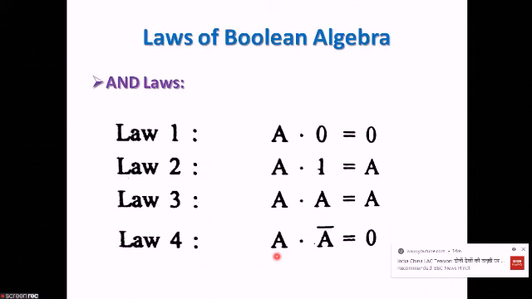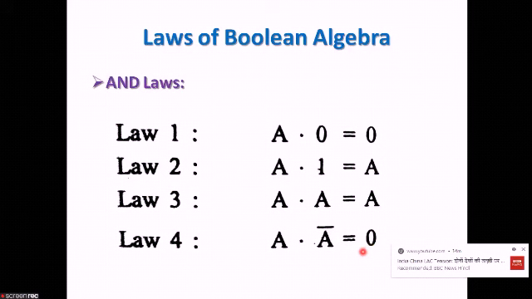Next are the AND laws, which come under the laws of the Boolean algebra. In the case of the AND laws, there are 4 AND laws. The 4 AND laws are as follows. Law number 1 is a dot 0 is equal to 0. Law number 2 is a dot 1 is equal to a. Law number 3 is a dot a is equal to a. And law number 4 is a dot a bar is equal to 0. These are the 4 AND laws.